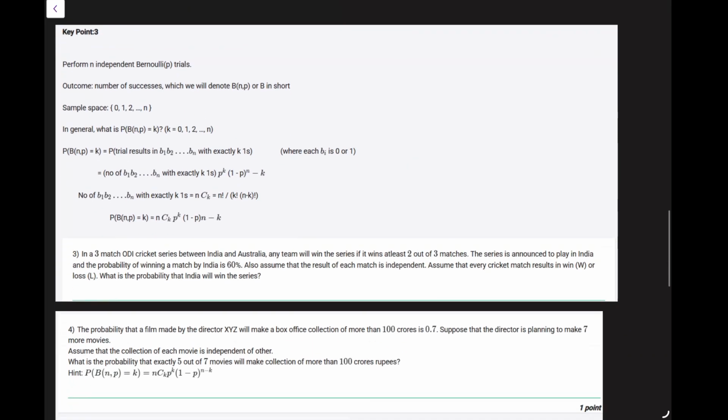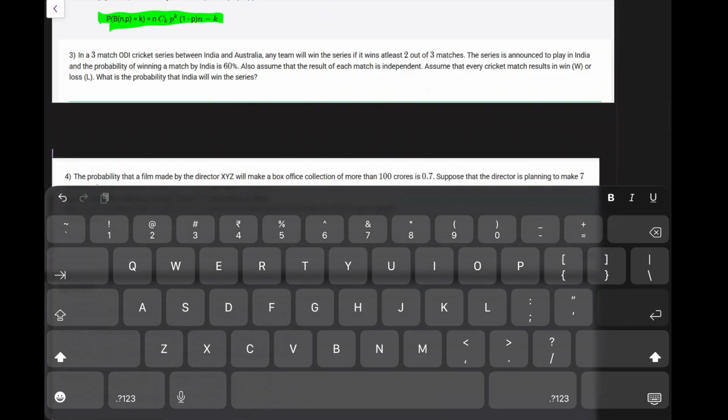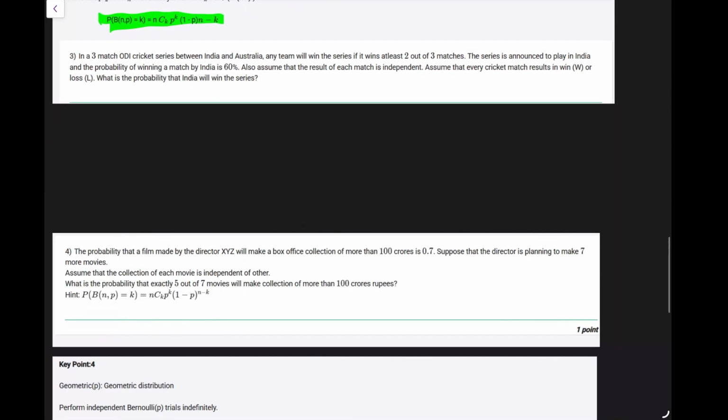Okay, let's move to the next key point, which is an important one. Perform independent Bernoulli trials. The outcome is the number of successes, which we will denote B(n, p), or B in short. This is just a general description of the Bernoulli principle, and they are not showcasing how they derive this formula, so nothing very substantive is being told here. Let's just go to our questions, which will help us learn better.